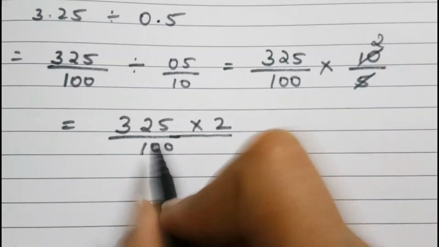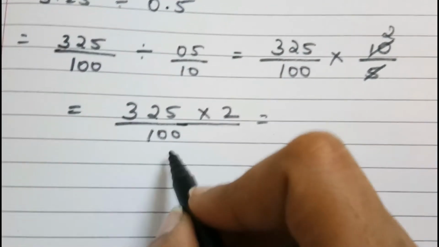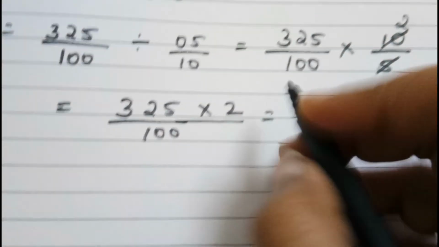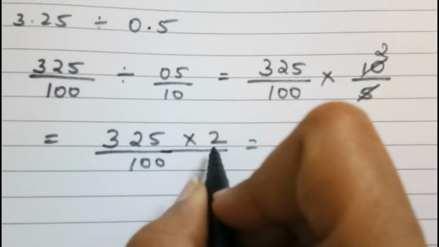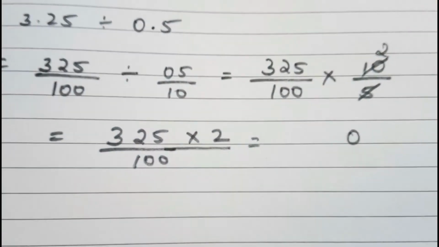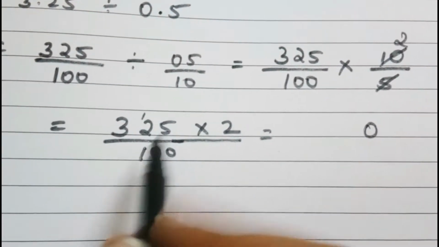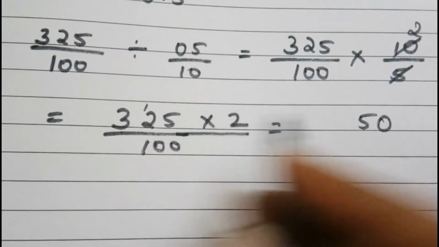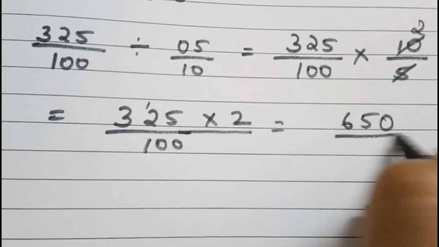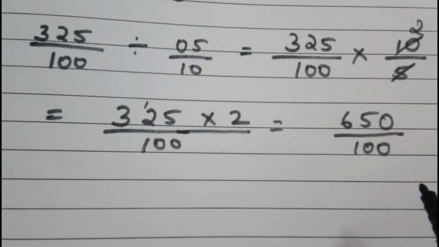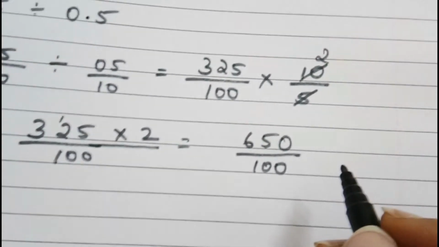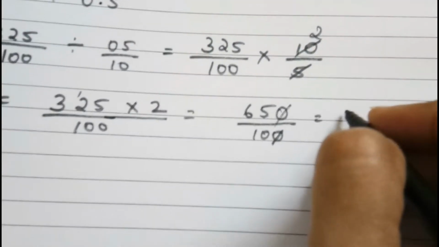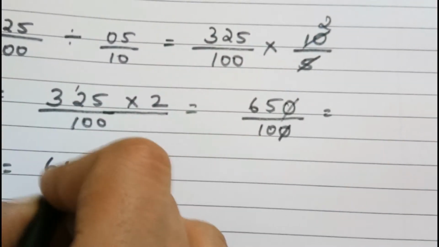Okay, now 325 into 2 by 100. This is what is remaining here. Now let's calculate this. 5 2s are 10, carry 1, 2 2s are 4, plus 1 is 5, and 3 2s are 6. 650 by 100. Okay, again it can be simplified. Say 0 and 0 get cancelled. So what is remaining? 65 by 10.